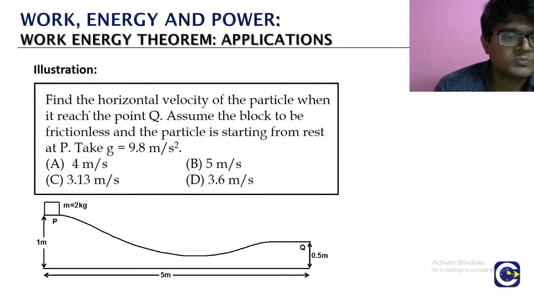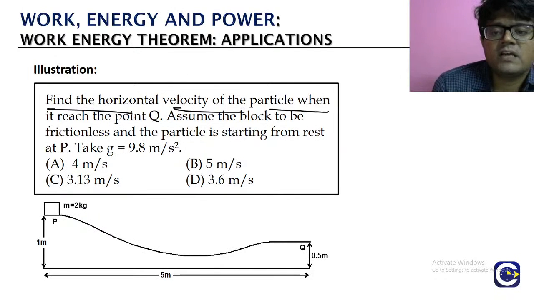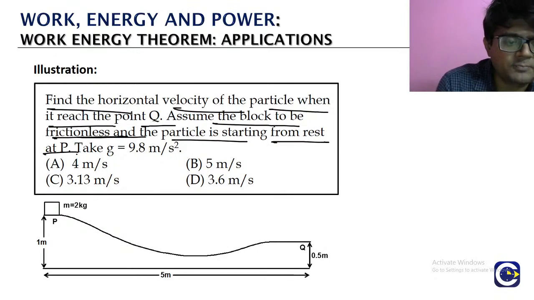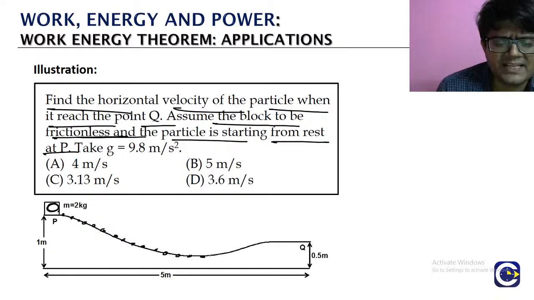Look here: find the horizontal velocity of the particle when it reaches point Q. Assume the block to be frictionless and the particle is starting from rest at point P. So starting from there, it is coming along the surface. It is not an inclined plane, it's a surface.